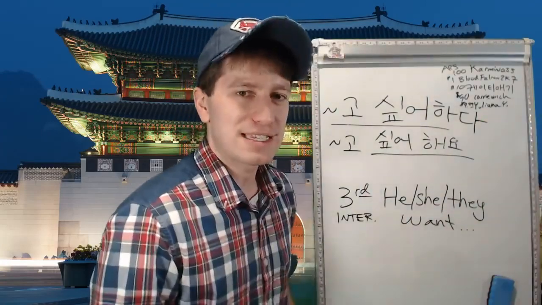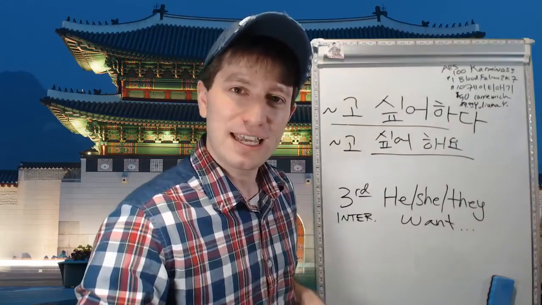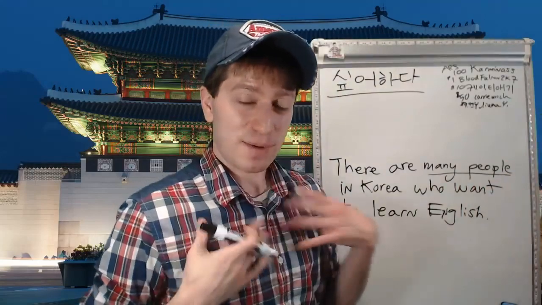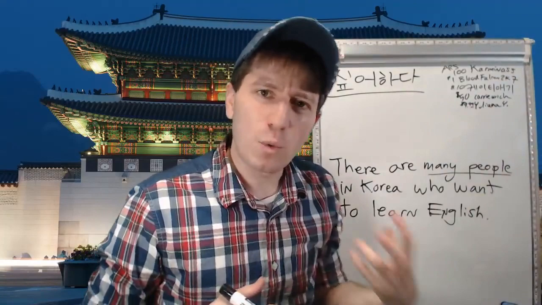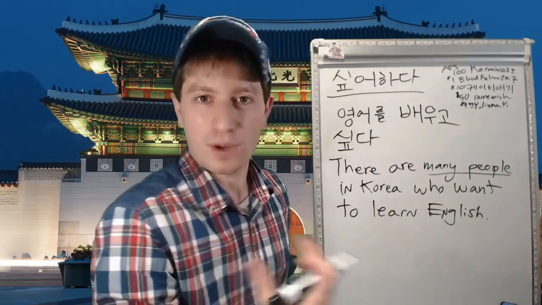For example, if you wanted to say, there are many people in Korea who want to learn English. Many people in Korea. I'm not talking about myself. I'm not talking about you. I'm talking about some third person. I don't know these many people. I don't know what they're thinking. So you can say 영어를 배우고 싶어요. I want to learn English.